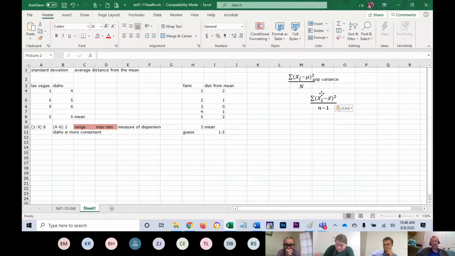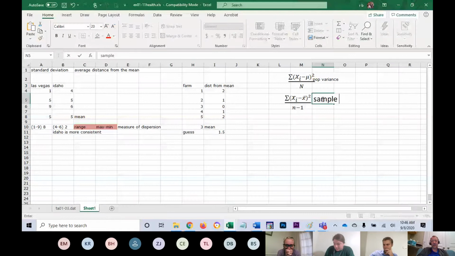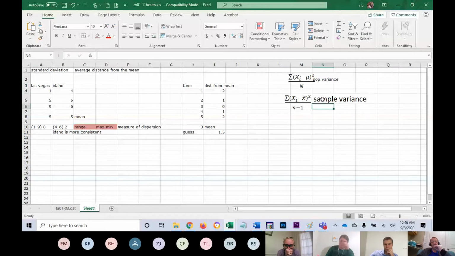wow, I'm so happy that copied. You never know when it copies and when it doesn't. Okay, so this is the sample variance. I don't know why that's so big.